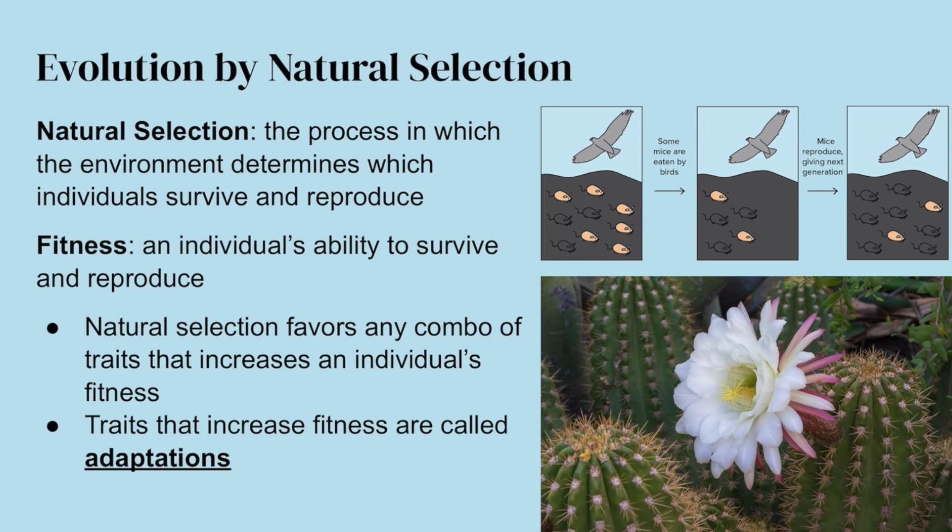When humans aren't directly influencing the breeding of individuals, evolution will occur by natural selection. This is the process in which the environment actually determines which individuals survive and reproduce.